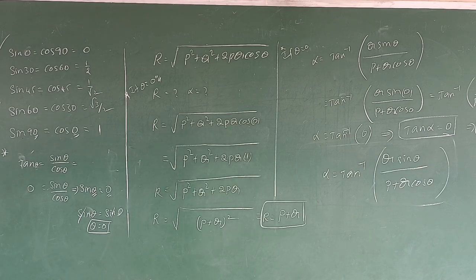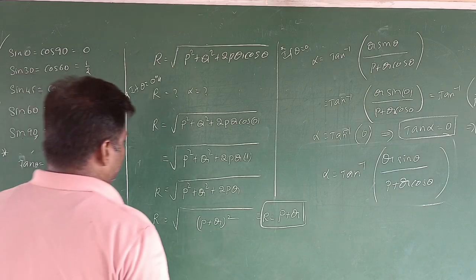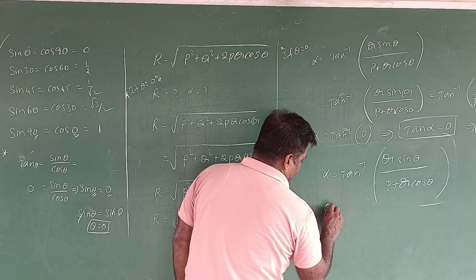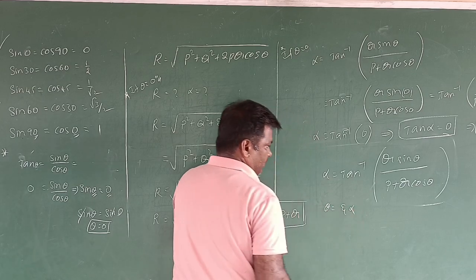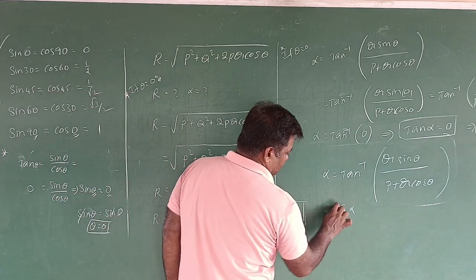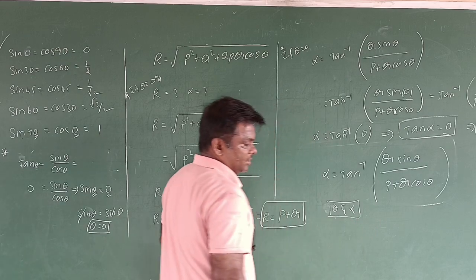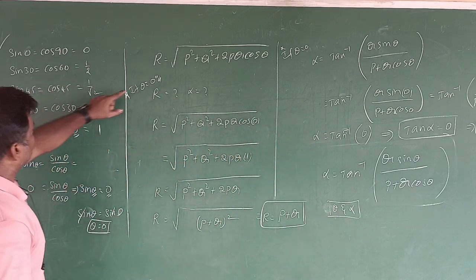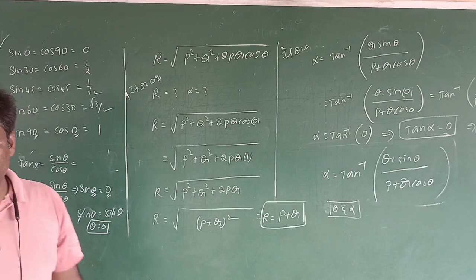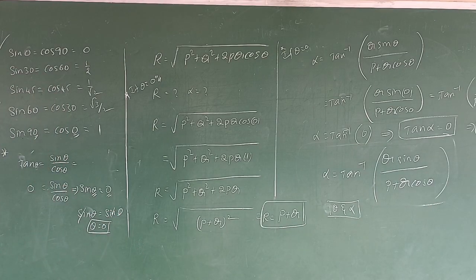Okay. So you all do one thing at home. Go through these values for different values of theta and alpha. Tomorrow we are going to discuss this. Different values means here I took 0, no? You can take 30, 45, 60, 90. For these values tomorrow we will discuss what is the value of R and what is the value of alpha. Just verify it, you can verify it tomorrow.